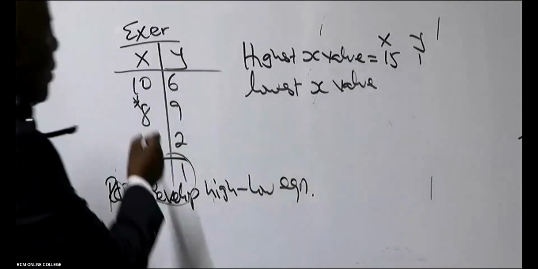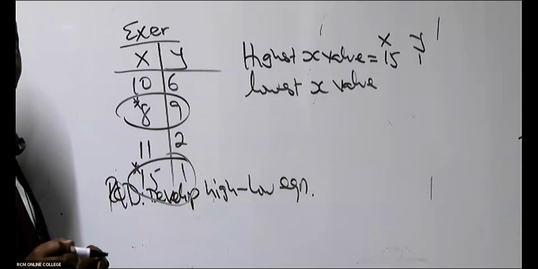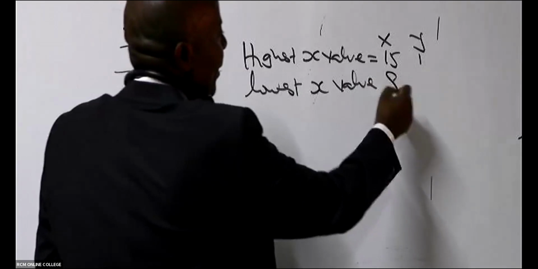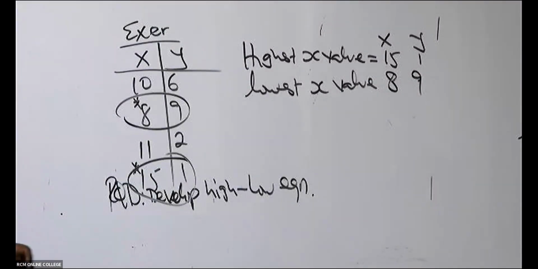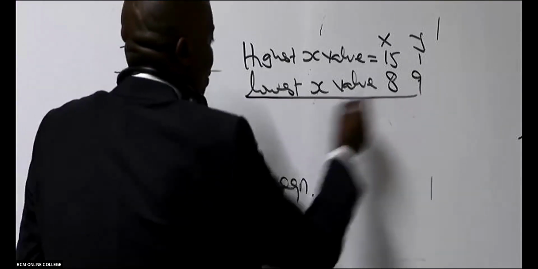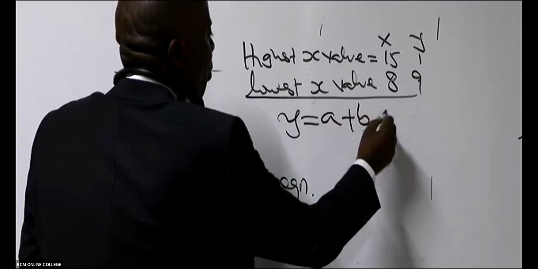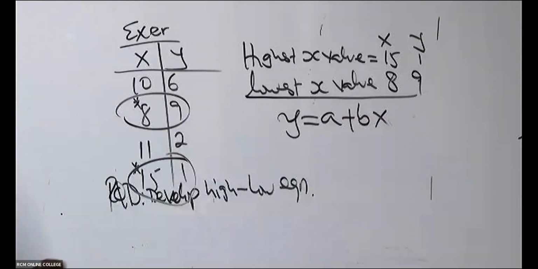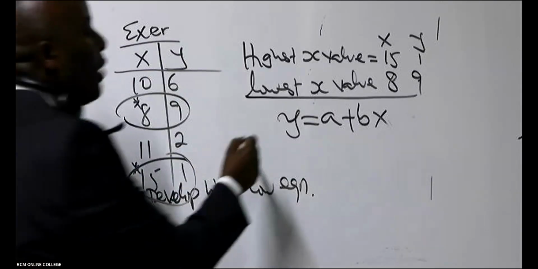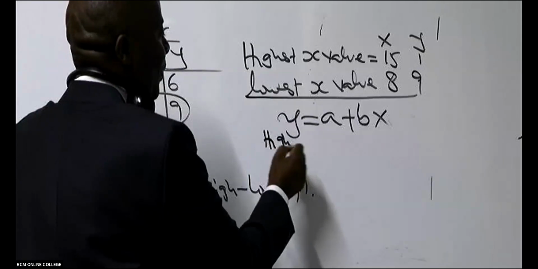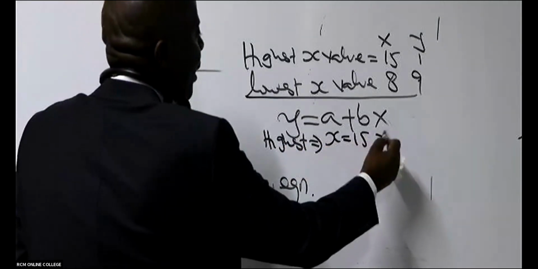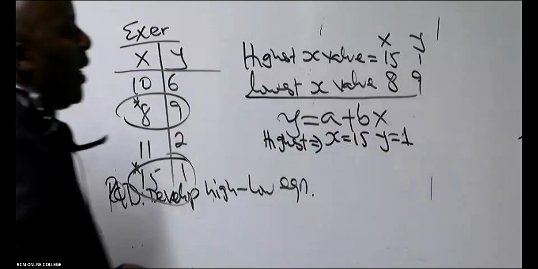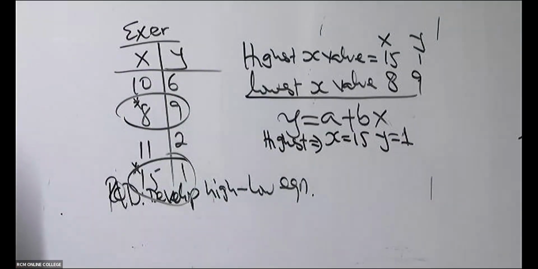And then lowest, now we take 8 versus what here, somebody? Yeah, 8 versus 9, like that. And then now you go and form an equation. Remember, our equation is y equals a plus bx. So now answer your highest point. What have we said in the highest point? Tumesema kwamba x equals 15 and y equals 1.